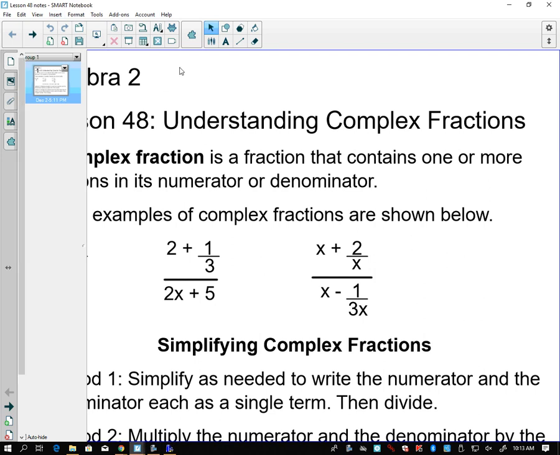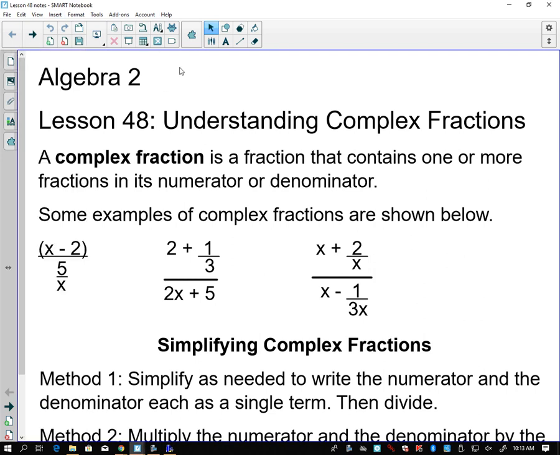All right. Algebra 2, lesson 48, understanding complex fractions. What I want you to understand is that we're not changing the rules of fractions. If I want to add two fractions together, what do they have to have before I begin? A common denominator, right? What did I just say, add, or did I say subtract? I said add. If I want to subtract two fractions, I still have to have a common denominator, right?